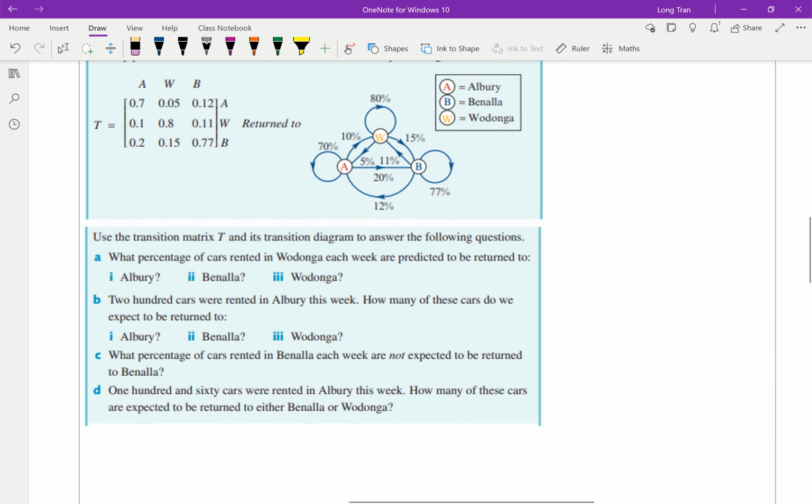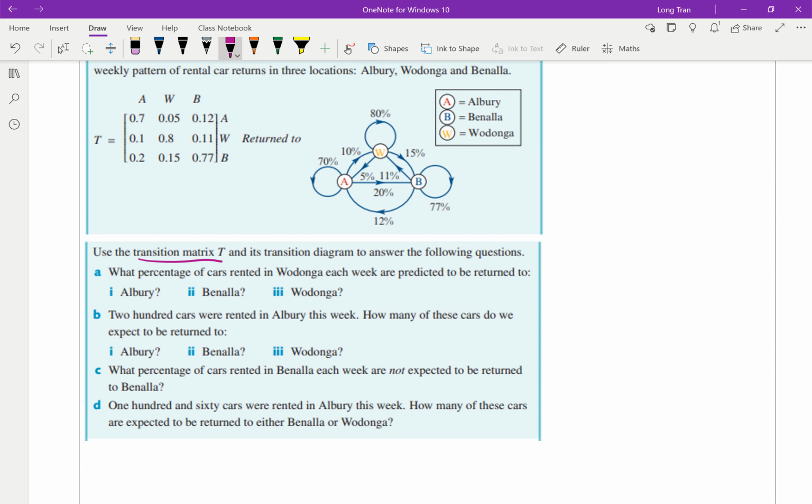So part A, use the transition matrix T and its transition diagram to answer the following questions. So A, I'm going to write maybe over here, A, I, Albury. So in Albury, what percentage of cars rented in Wodonga each week are predicted to be returned to Albury? Well, looking at the diagram, if you had rented from Wodonga, so starting off with Wodonga, remember up here is the rented and then returned is on the side. Okay, so Wodonga and returned to Albury, well, that's 5% there.